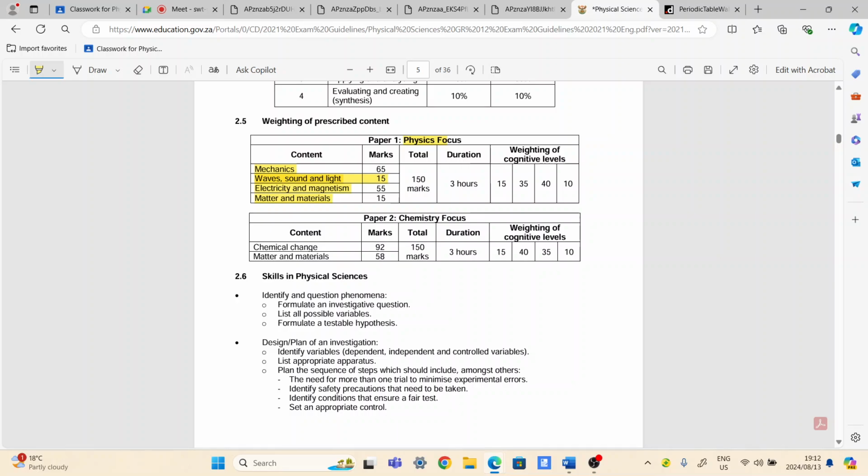You can notice over here that your biggest section is mechanics, so most of your marks you will get from that. I actually enjoy this section the most. I think it's the most simple out of the rest, so I will focus a lot on mechanics and electricity and magnetism. You can also see it's a big section as well.